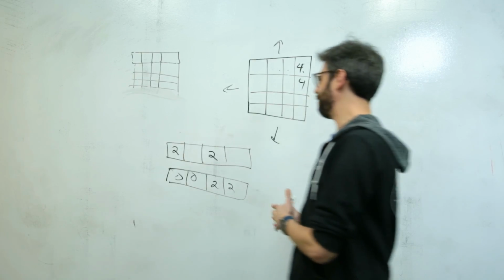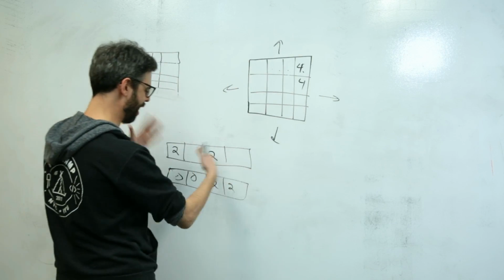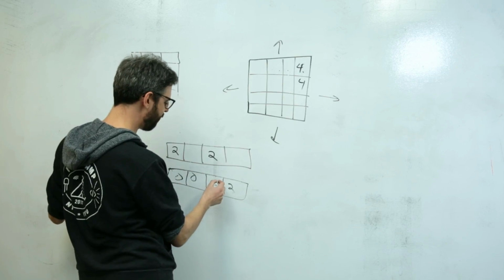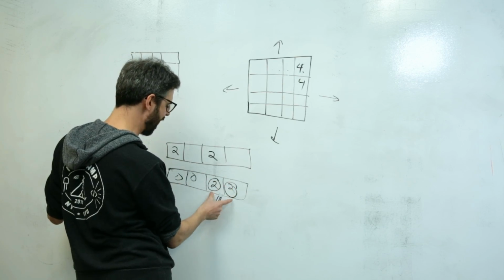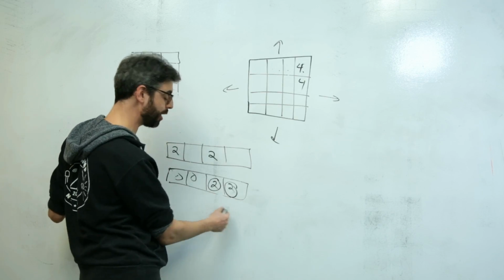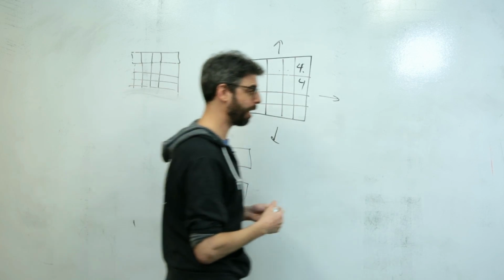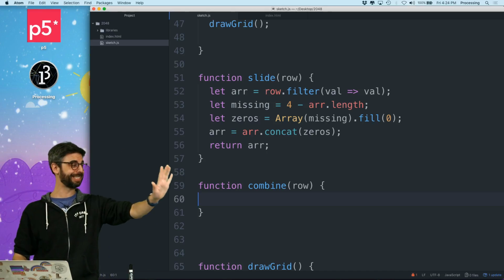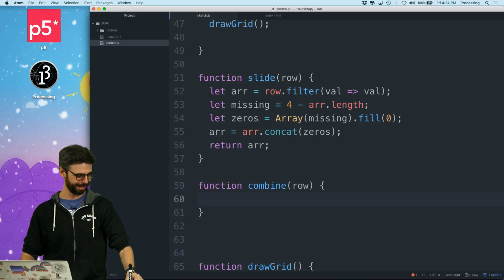So assuming that I've slid everything one way or the other, what I need to do is, if there are two that match starting from the back, they should be combined into one number. All right? I know this is where I ran into a problem before. I'm going to need somebody who's watching this live to help me.